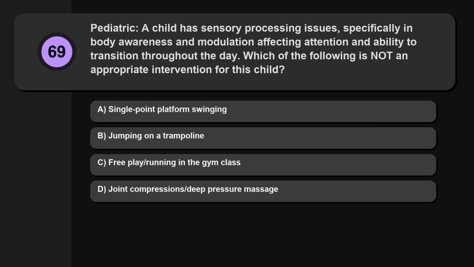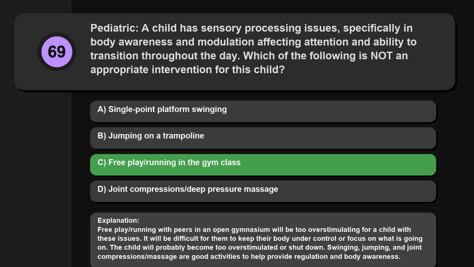Question 69. Pediatric. A child has sensory processing issues, specifically in body awareness and modulation affecting attention and ability to transition throughout the day. Which of the following is not an appropriate intervention for this child? Option A, single-point platform swinging. Option B, jumping on a trampoline. Option C, free play/running in the gym class. Option D, joint compression/deep pressure massage. The correct answer is option C, free play/running in the gym class.